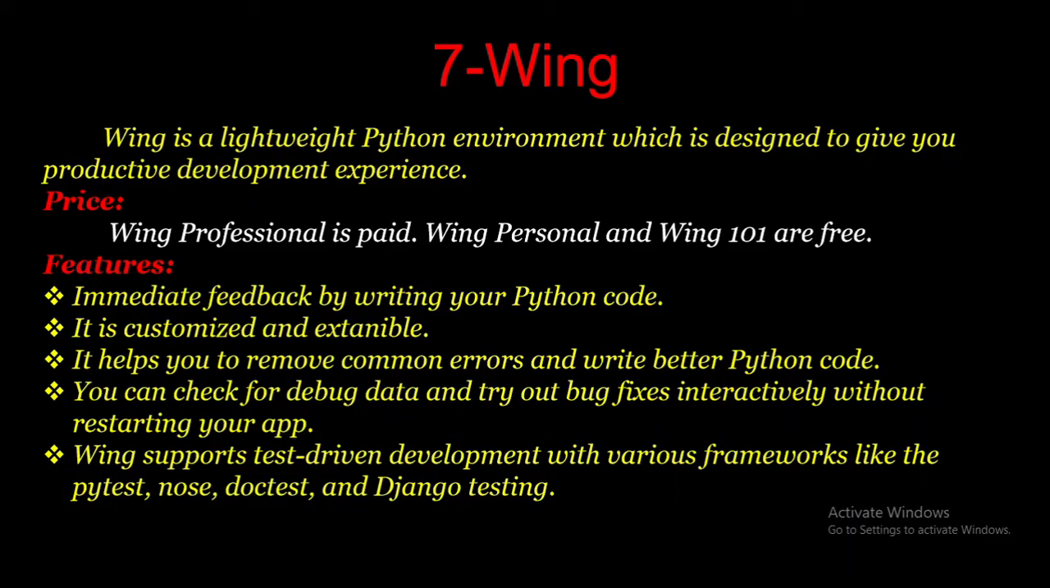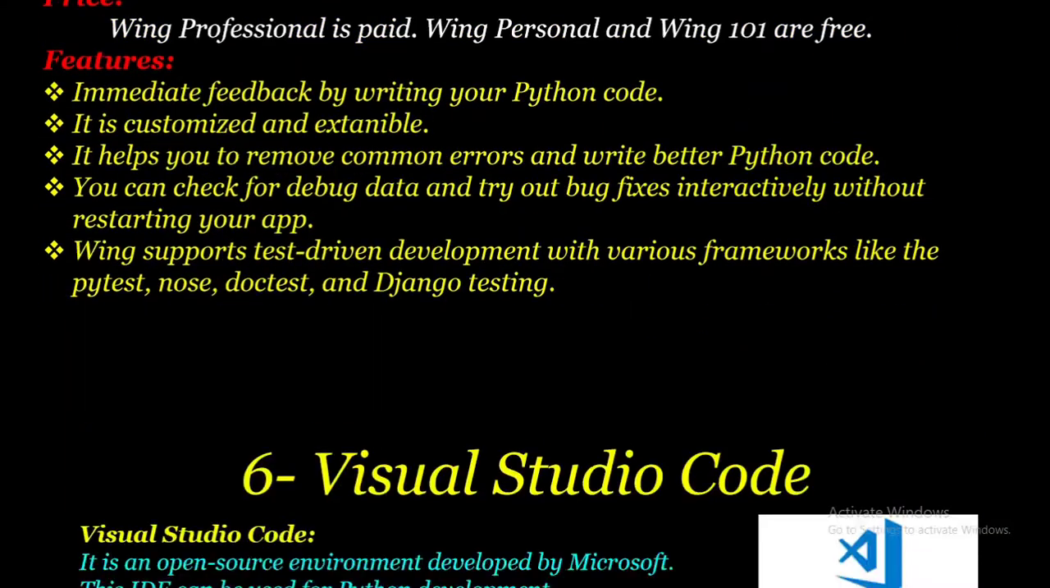Now what are the features of Wing? It gives us immediate feedback as we write our Python code. It is customizable and extendable. It helps us to remove common errors and write better Python code. You can check the debug data and try out bug fixes interactively without restarting your app. Wing supports test-driven development with various frameworks like PyTest, Nose, DocTest and Django testing, etc.